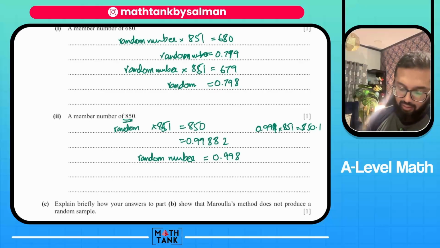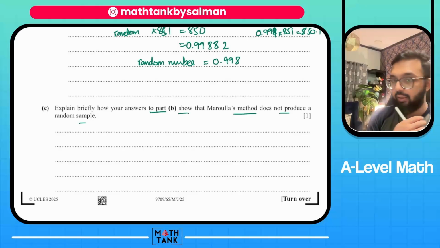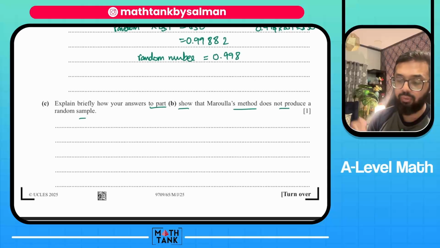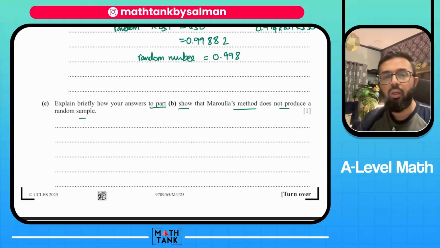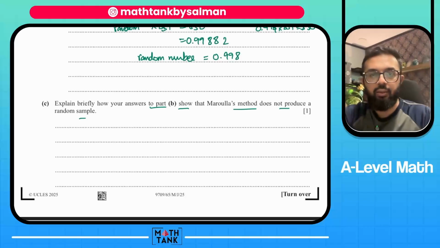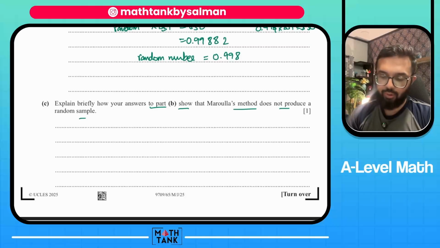Okay. Explain briefly how your answers to part B show that Morola's method does not produce a random sample. The fact that 680 came up on two different random numbers, and 850 came up on just one random number. So that tells me that Marola's method is biased. Why? Because random numbers need to have the same probabilities.